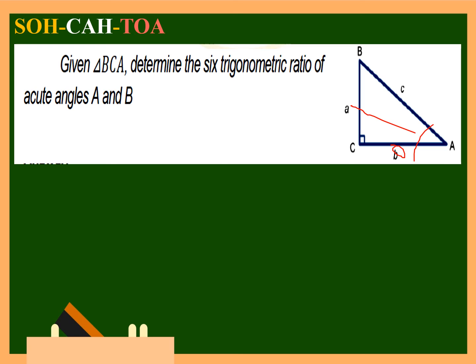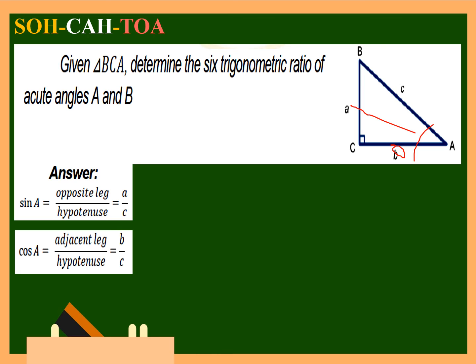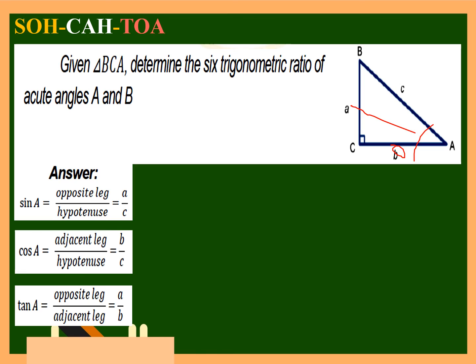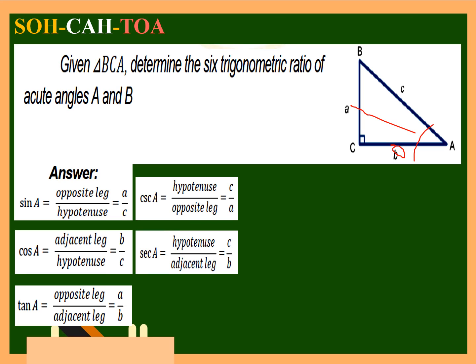The six trigonometric ratios are sine A is equal to A over C. Cosine A is equal to B over C. Tangent A is equal to A over B. Cosecant A is just the reciprocal of sine A, so that is C over A. Secant A is also the reciprocal of cosine A, so C over B. And cotangent is the reciprocal of tangent, so cotangent A is B over A.